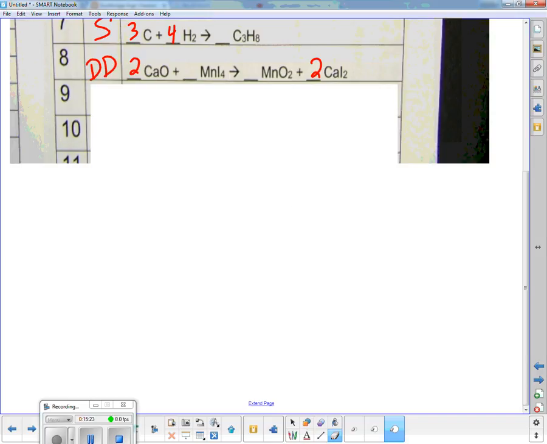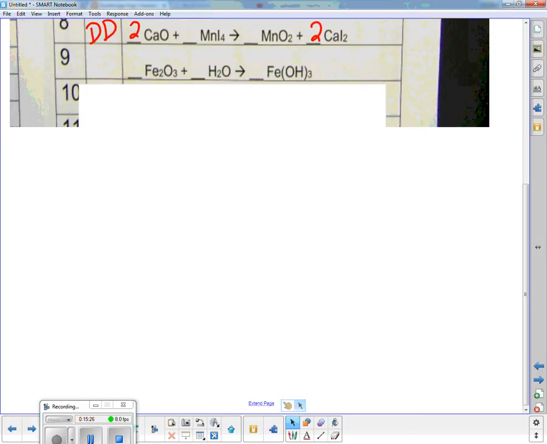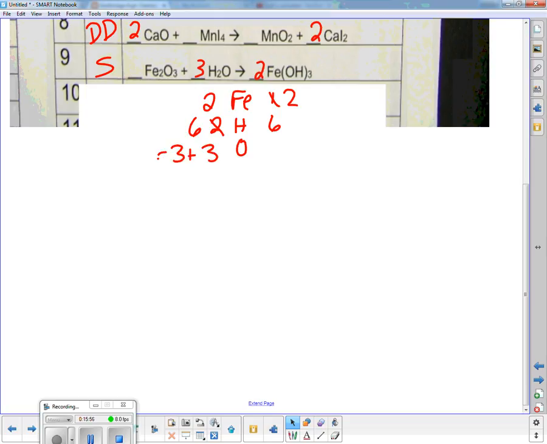Moving to a new place on my scratch paper. What type? Synthesis, good. So then I'm going to have Fe, H, and O. We have 2 Fe on the left, 1 on the right, a 2. We have 2 hydrogens on the left. We have 2 times 3 is 6 hydrogens on the right. I'm going to put a 3 here. On the left, I have 3 oxygens plus another 3 oxygens, giving me 6. On the right, I have 2 times 3, which is 6.